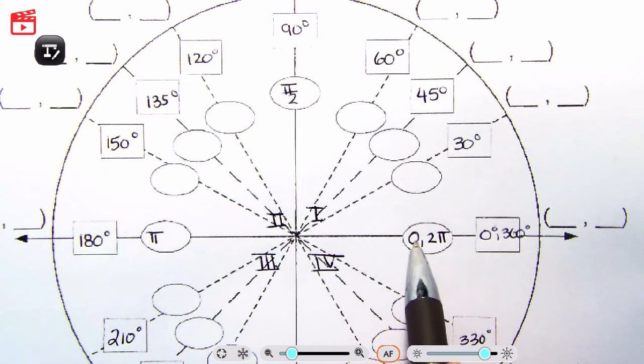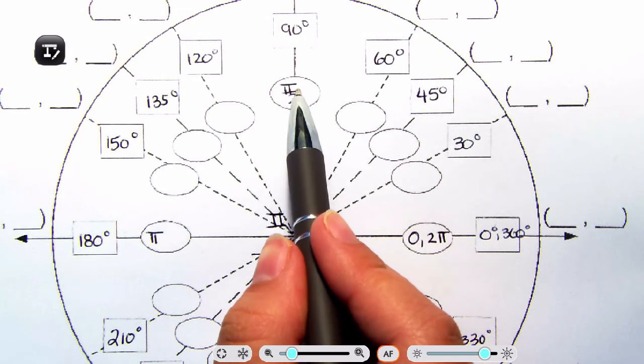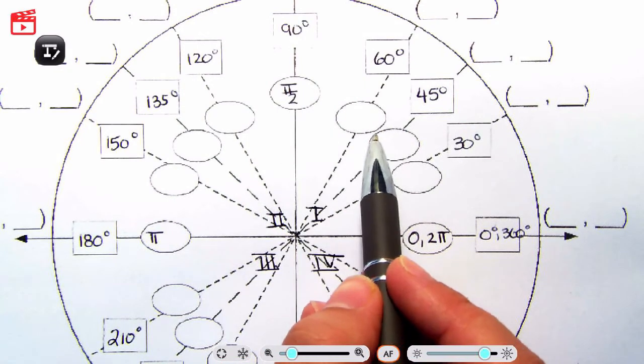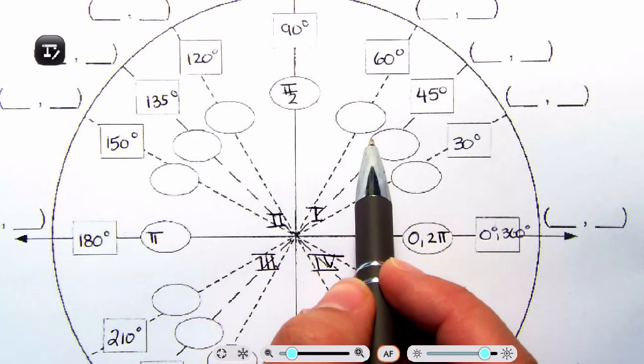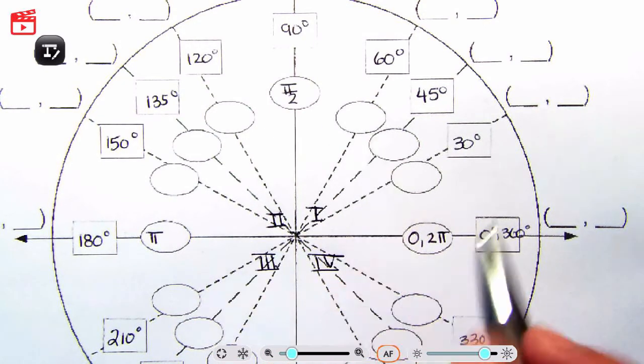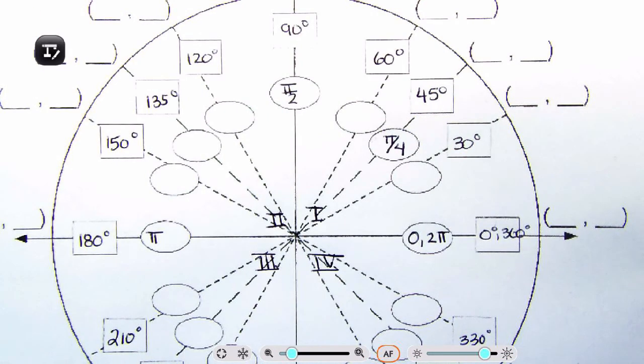Radians, if I start at 0, 1/4 of my circle is pi halves. So what is half of that? Let's start with our 45s this time. Well, half of pi halves is pi fourths. So that means my equivalent statement is 45 degrees is equivalent to pi fourths radians. Pi fourths radians is equivalent to 45 degrees.